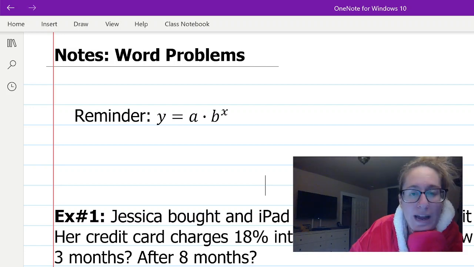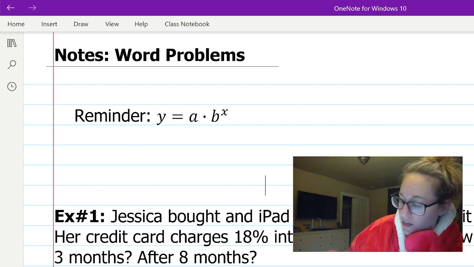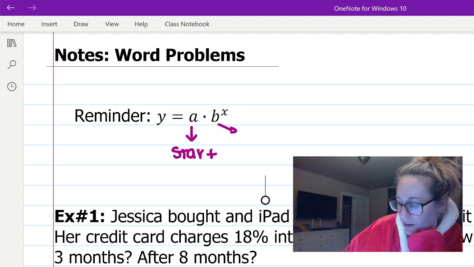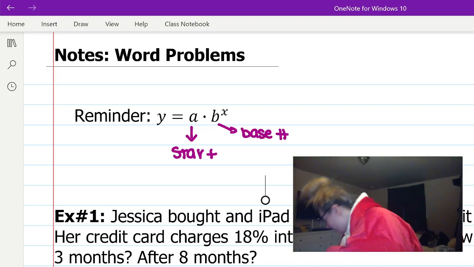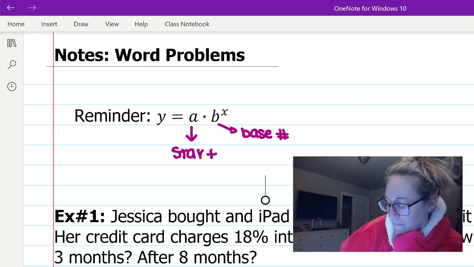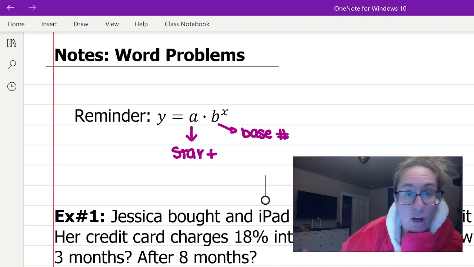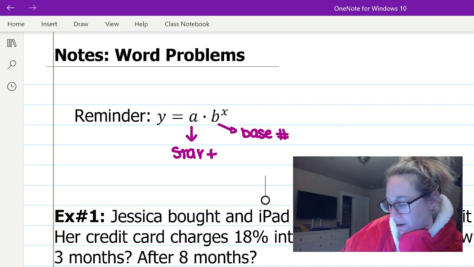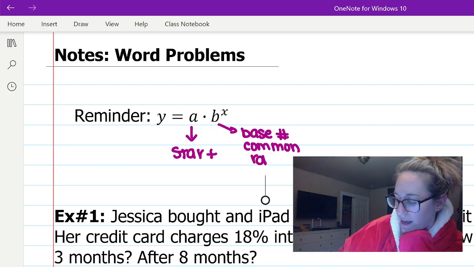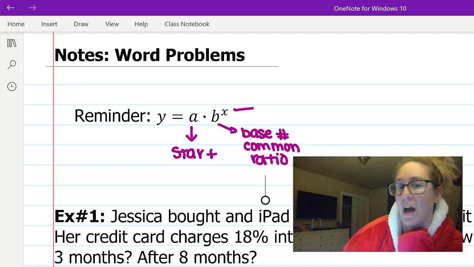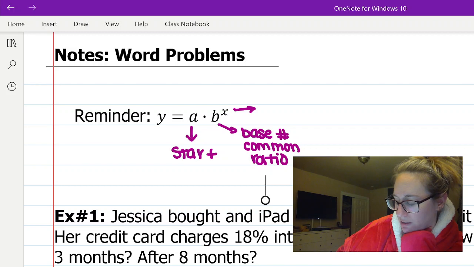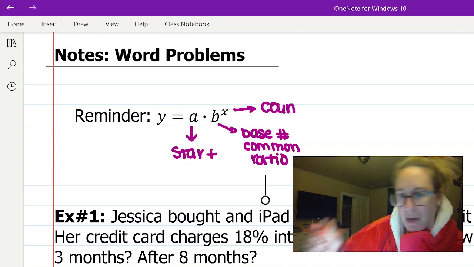So reminder, our exponential function equation is y equals a times b to the power of x, where a is our starting value, b is our base number, or like our common ratio. Common ratio, that's what we called it when we were doing sequences. And x is like our term number, or what we're going up by. When we're doing this generically, I always call this our counter. What are we counting by?